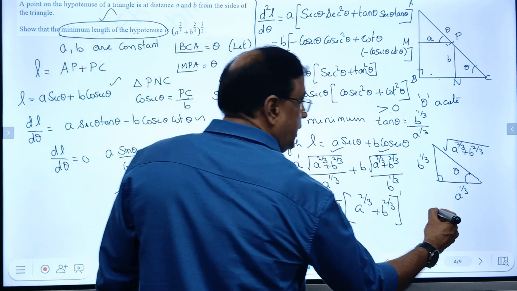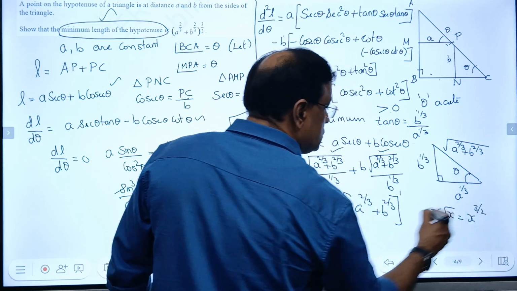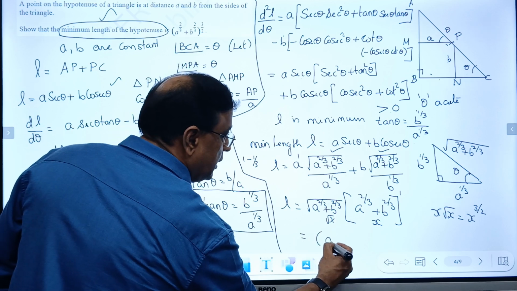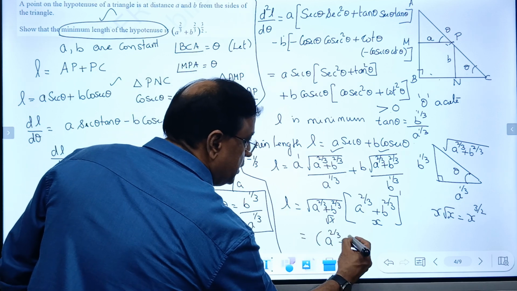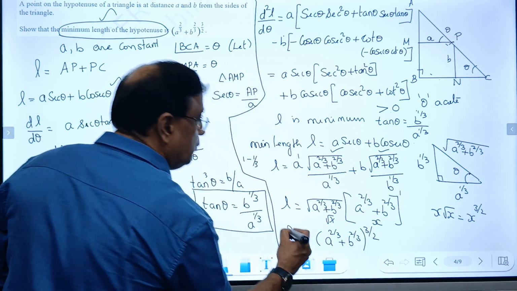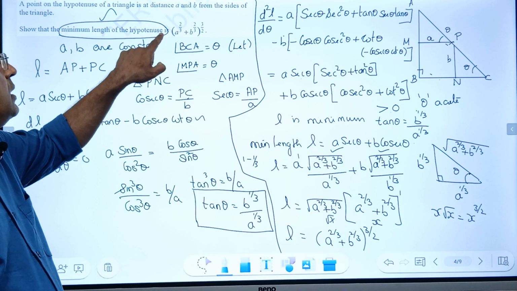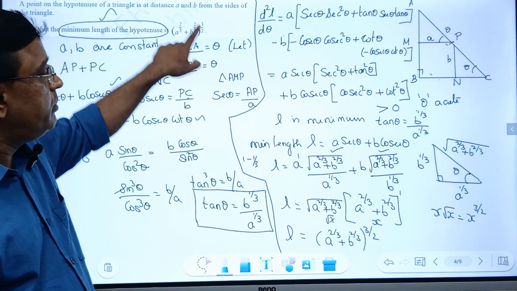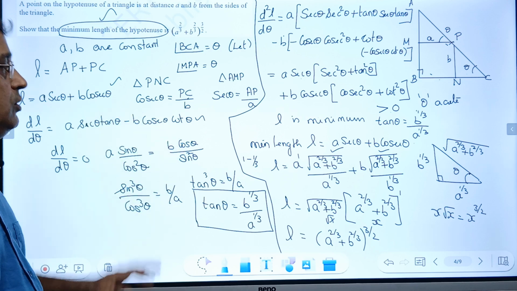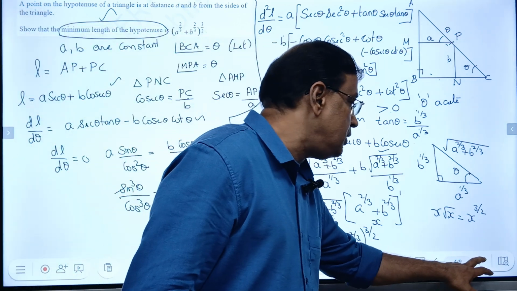But you know, x root x is x power 3 by 2, correct? So this is your x and this is your root x. What is that? This is nothing but A power 2 by 3 plus B power 2 by 3 whole power 3 by 2. This is exactly what you wanted to prove. The minimum length of the hypotenuse is A power 2 by 3 plus B power 2 by 3 the whole power 3 by 2. Lengthy problem, it is slightly difficult. If you use trigonometry, it becomes much easier, okay, compared to any other method.